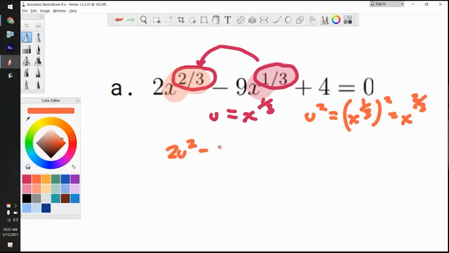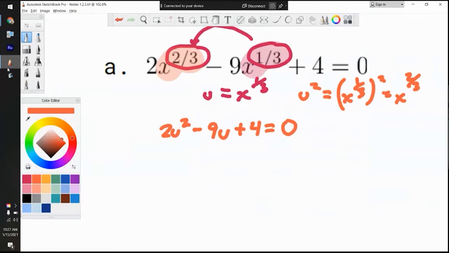Then we're going to subtract 9u, because this part right here is equal to u. And then we're going to do plus 4 is equal to 0. So if you notice, now we have a quadratic equation. Now you can do what we did in intermediate algebra and what we did in the last section. You can just use the quadratic formula for this. But you had to transform the original problem to be quadratic so you can actually solve it.